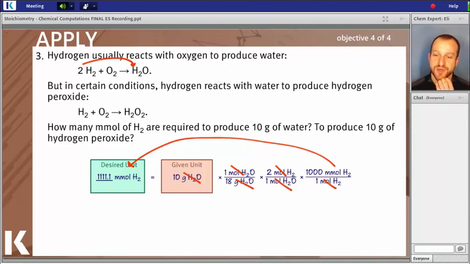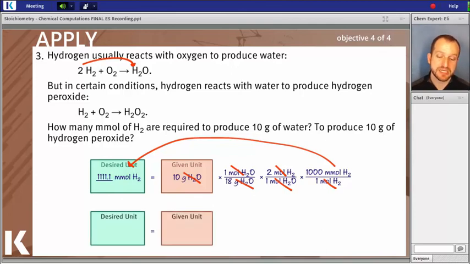Let's do our second part of this question. We're actually accounting for something a little bit different. Make sure we don't miss that now we're playing with hydrogen peroxide, and we also have a different formula for hydrogen peroxide. Let's set it up. Desired, well, we want to end with millimoles of H2 still, but we're given, in this case, 10 grams of hydrogen peroxide.